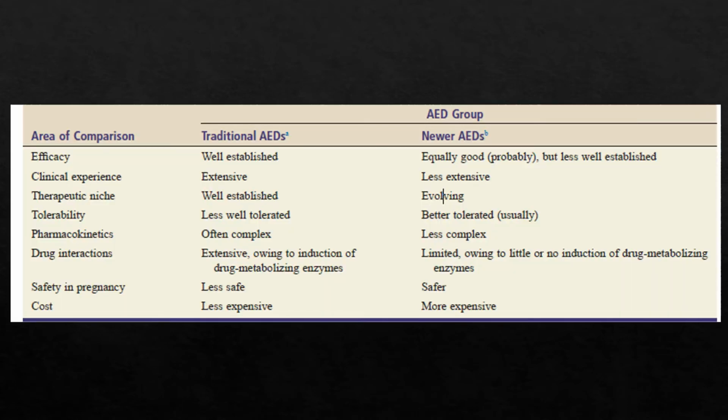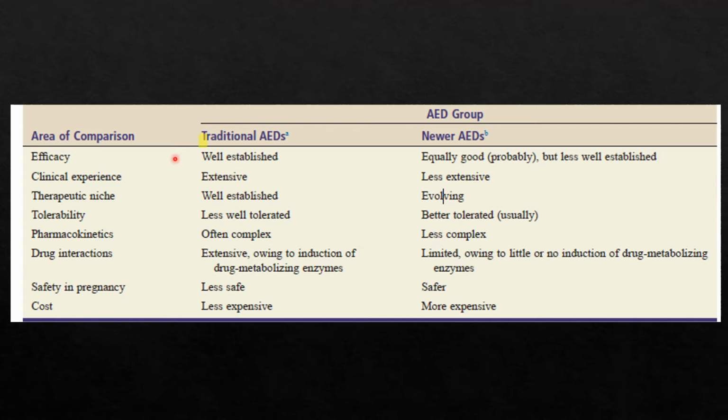Now, the AEDs, or the anti-epileptic drugs, can be grouped into two major categories. We have the traditional and the newer anti-epileptic drugs. The traditional group has 7 major members. The group of newer anti-epileptic drugs has 15 members. So in this table, we're going to compare the two.